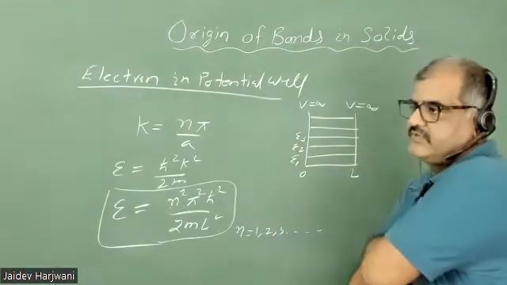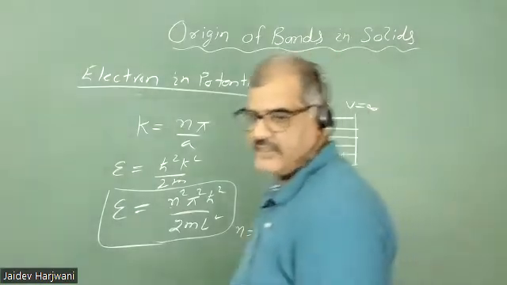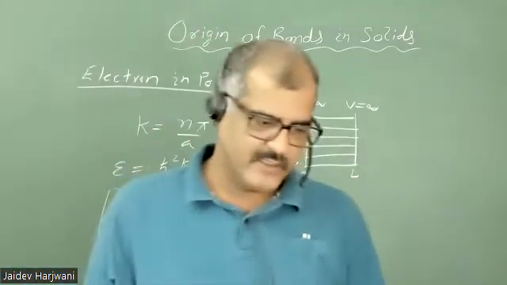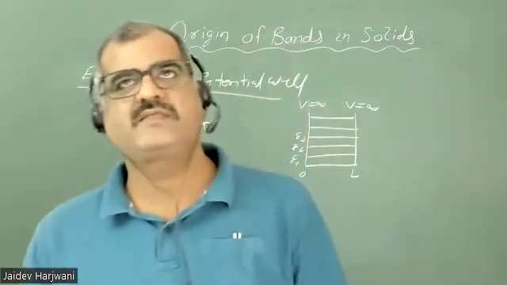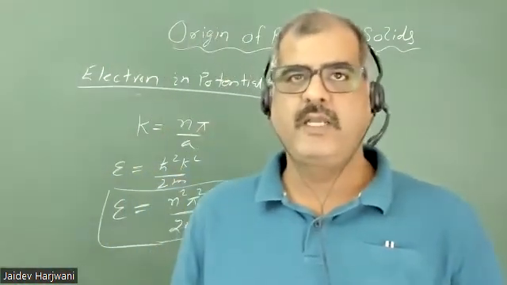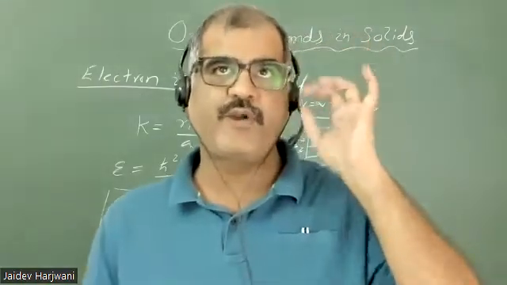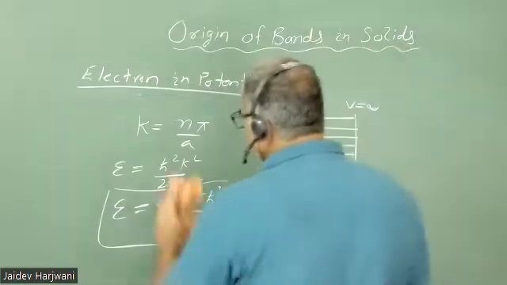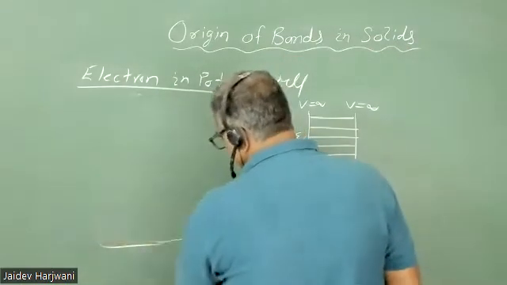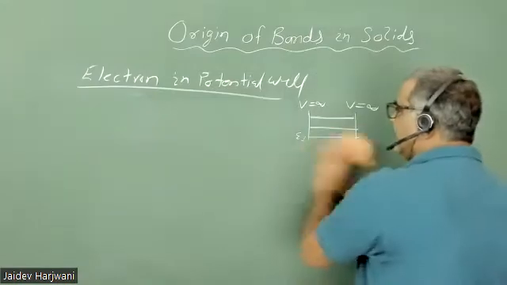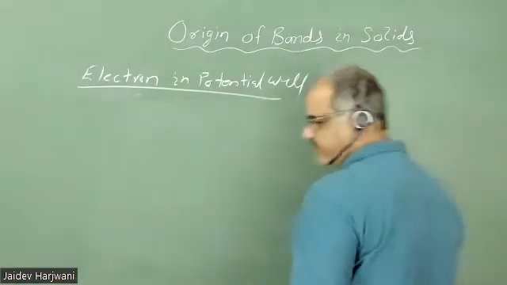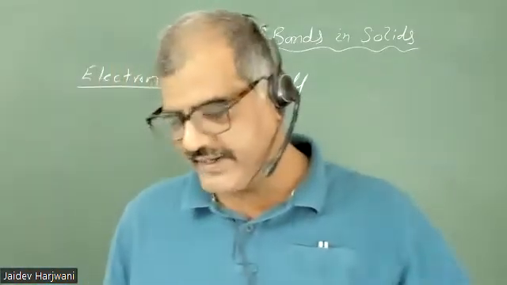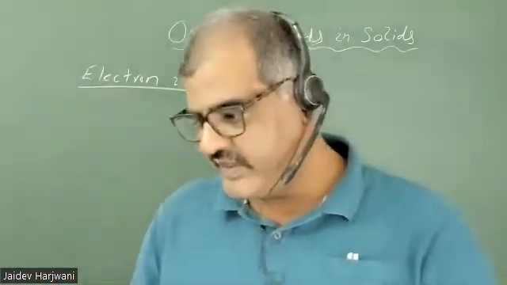Now what happens when an electron is in a solid? In a solid, the electron also experiences a potential, but that potential is periodic. When you put an electron in a periodic potential, like in a crystal, then instead of sharp discrete levels, we will have energy bands. So that we need to see now.